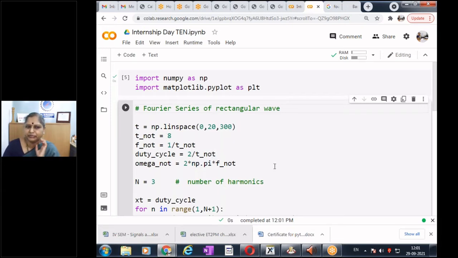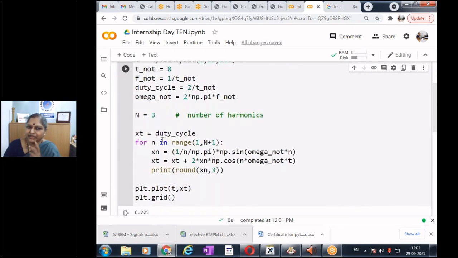So now the same example that we had taken, our T naught was 8. I am defining my time. F naught is 1 by T naught. Duty cycle is 2 by T naught, and omega naught is 2 pi F naught. So just observe the result, and then when I start my x of t, my initial value for omega equal to 0 is the duty cycle. And what is the duty cycle? 2 by T naught.